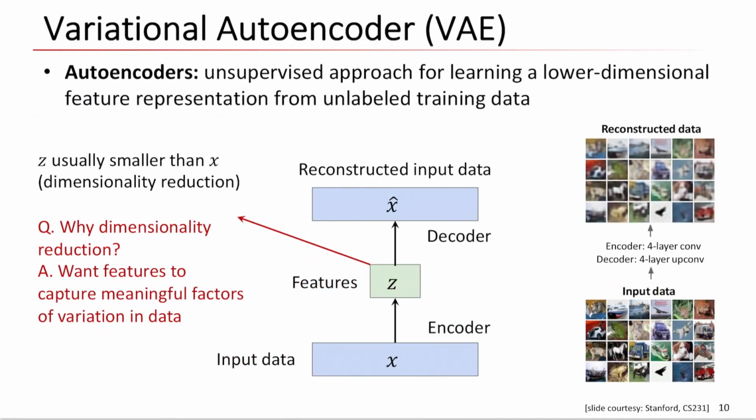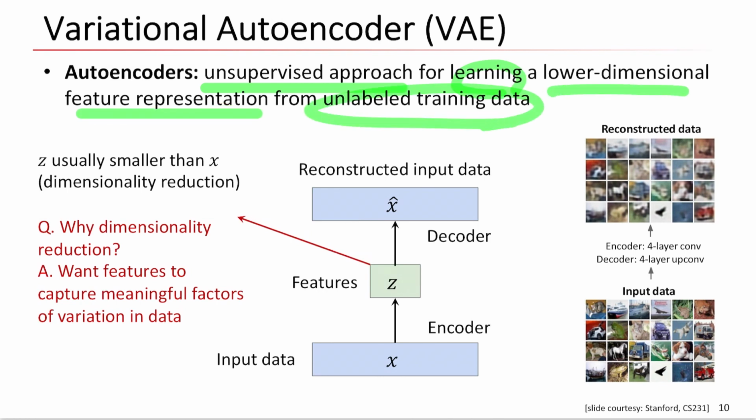Okay, so first of all, let's start with the variation autoencoder case. To understand the variation autoencoder, we have to think about the autoencoder first. The autoencoder is the unsupervised approach for learning the low-dimensional feature representation from the unlabeled training dataset, which is a similar problem statement in our today's lecture, right? So let's think about something like this. There is the input data x.